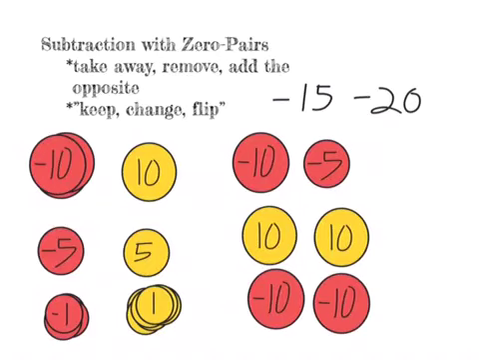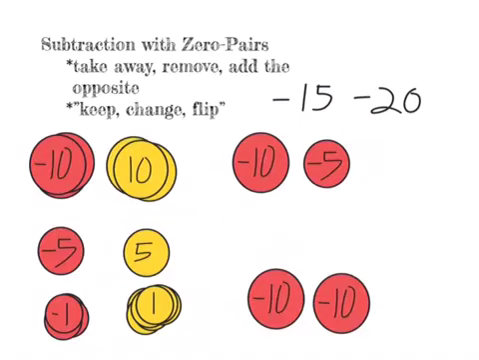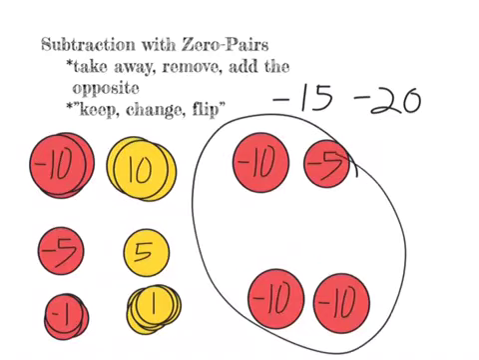So I have negative 15 still here. Remember, this still equals 0, and I can remove 20. So I'm going to take away 10, 20, and I combine what I have left. I have negative 10, negative 20, negative 30, negative 35. So negative 15 minus 20 equals negative 35.